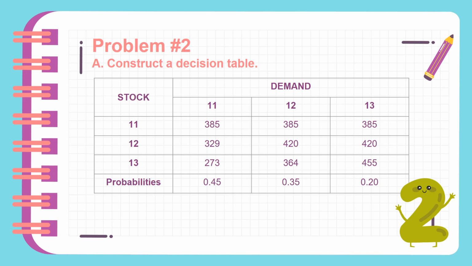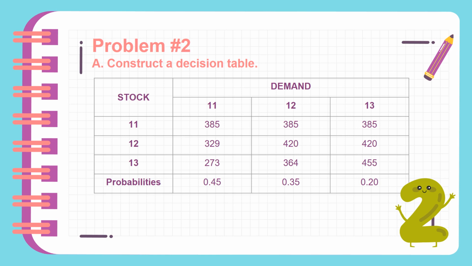So that is 385. And then for the 12, if there is a demand of 12 and there is a stock of 12, that is 12 multiplied by 35 profit. So we get the amount of 420. And then for stock 13, if there is a demand of 12, we multiply the 12 by 35, which is 420, and then we have incurred a loss of one stock that has been discarded in the amount of 56. So the 420, we deduct it with 56, we get the amount of 364.